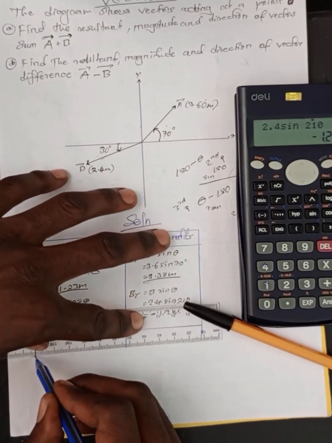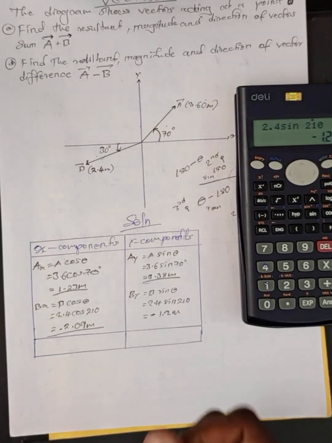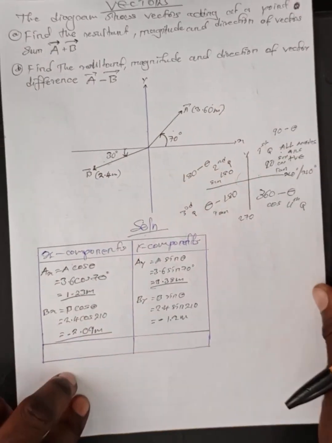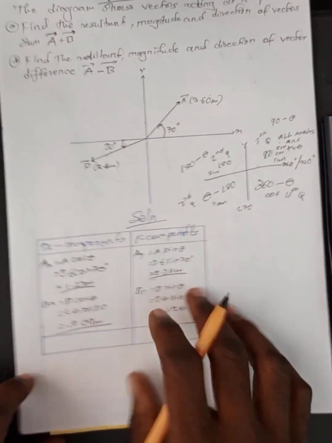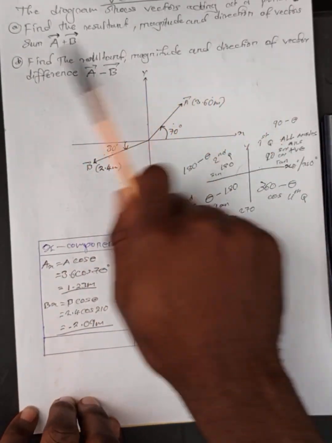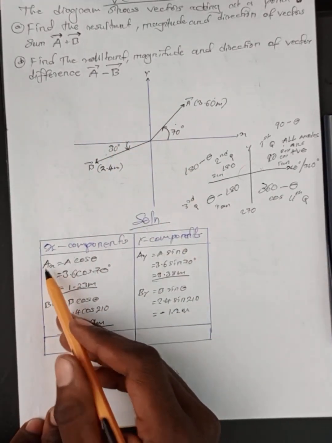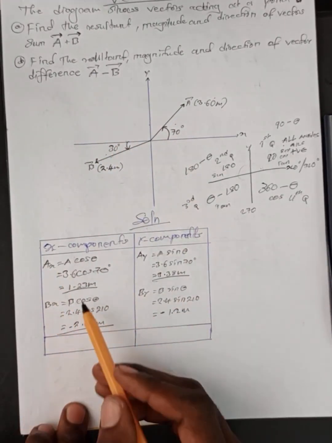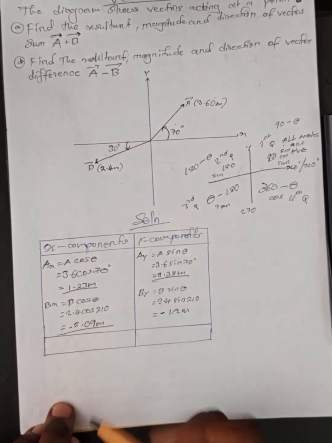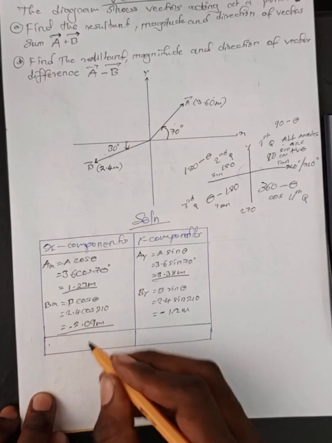Our resultant vector. So what is your resultant vector? Here they said to find the resultant magnitude and the direction of the vector sum A plus B. So when you say A plus B vector, meaning this plus this, what are you going to get? So the resultant x, A plus B.